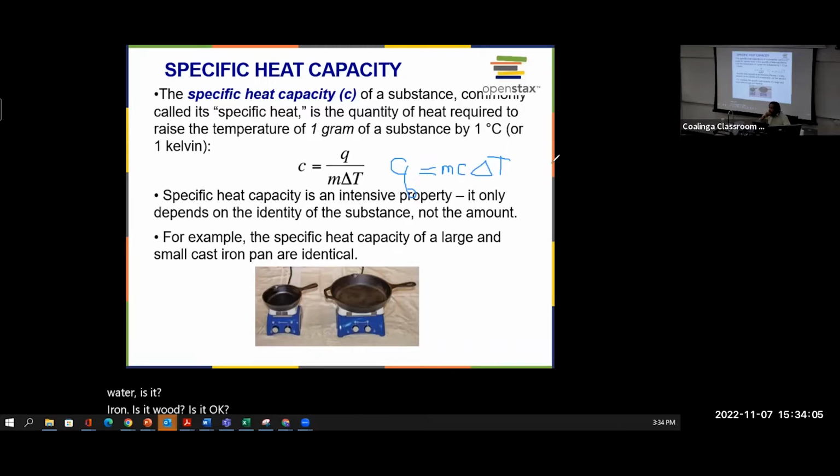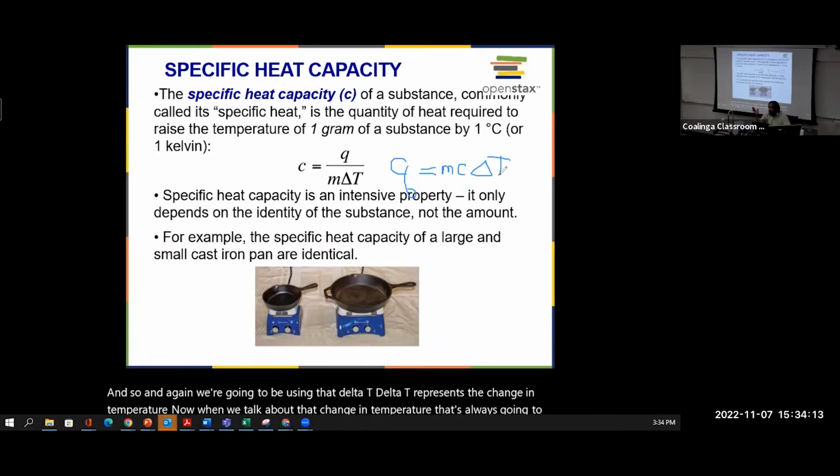And again, we're going to be using that delta T. Delta T represents the change in temperature. Now, when we talk about that change in temperature, that's always going to be final minus initial.